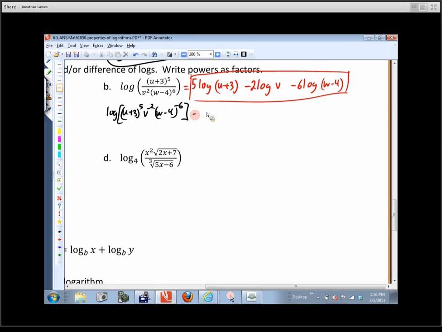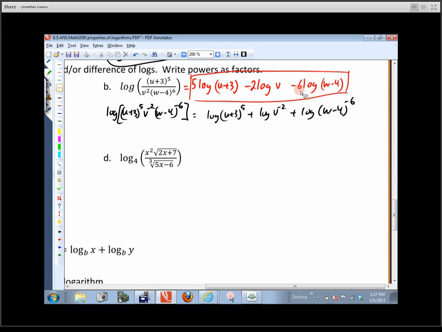So this is going to be log of u plus 3 raised to the 5th plus log of v to the negative 2 plus log of w minus 4 raised to the negative 6, right? What do I do with this? Move it out in front. That's a 5, right? Move it out in front. Negative 2 in front. Move it out in front, negative 6 in front. Do you see why the ones on the bottom have a negative in front of them?